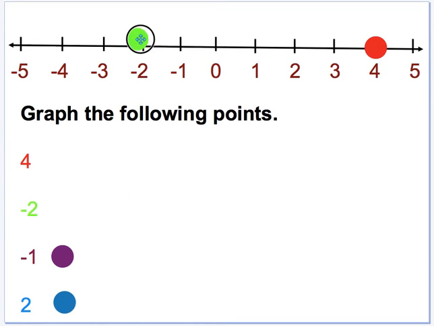-2. It's 2 to the left of 0. And just see if you understand this. What is the opposite integer to -2? You should be thinking in your head right now, +2. -1, it's 1 to the left of 0. It's -1. And finally, 2 right there.